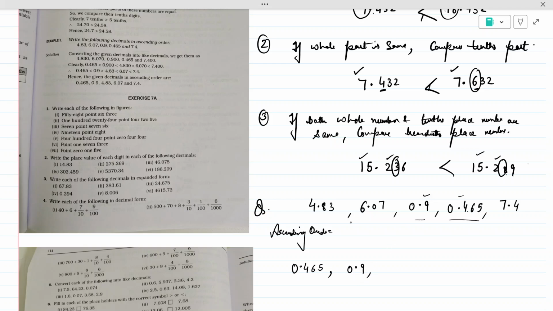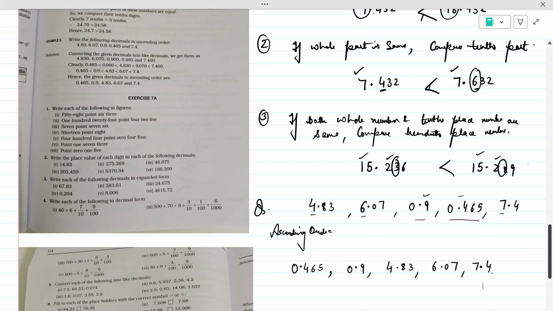Now what is the next largest number? We have to see the whole part first. We have 4, 6 and 7. So this we can straight away write. We can write 4.83, 6.07 and then 7.4. So this is how we have to arrange the decimal numbers in ascending order.